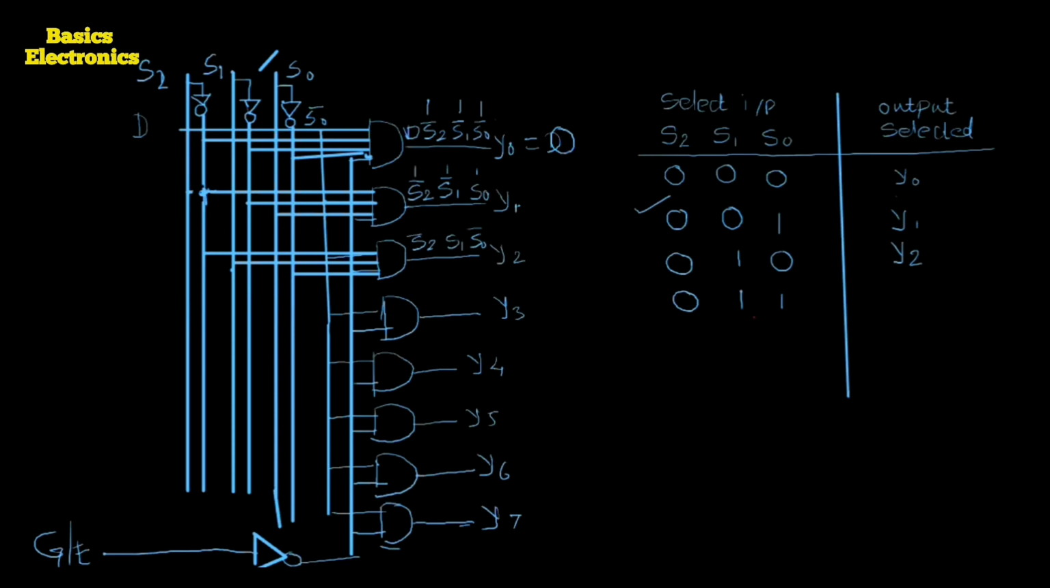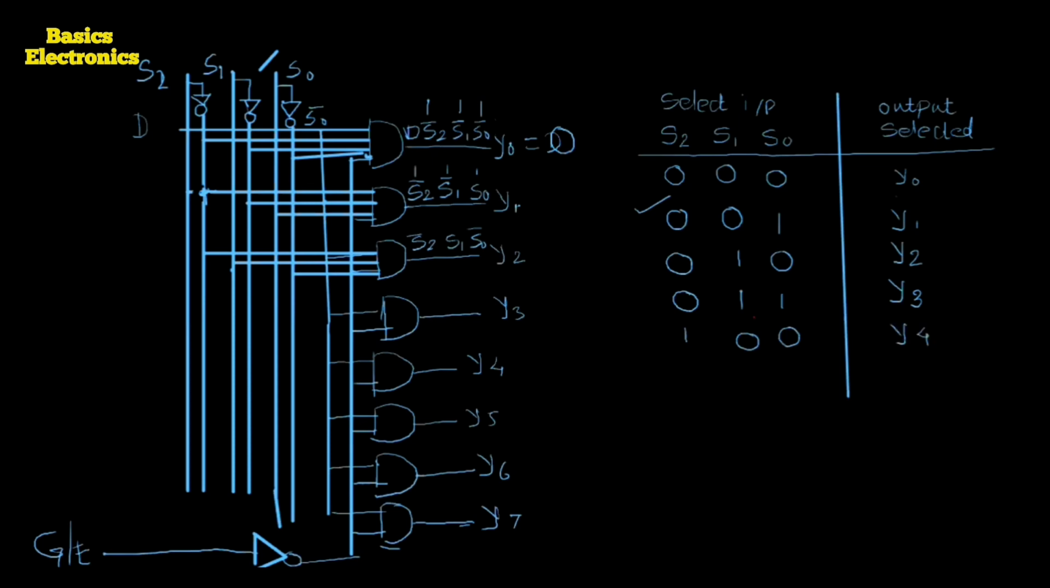For here 0, 1, 1, what do we make? The input. What connections do we have to make? Here I am going to write down S2 bar, then S1 and S0. So here the output line Y3 is connected. For the next entry, the inputs are 1, 0, 0. Then Y4 is selected.